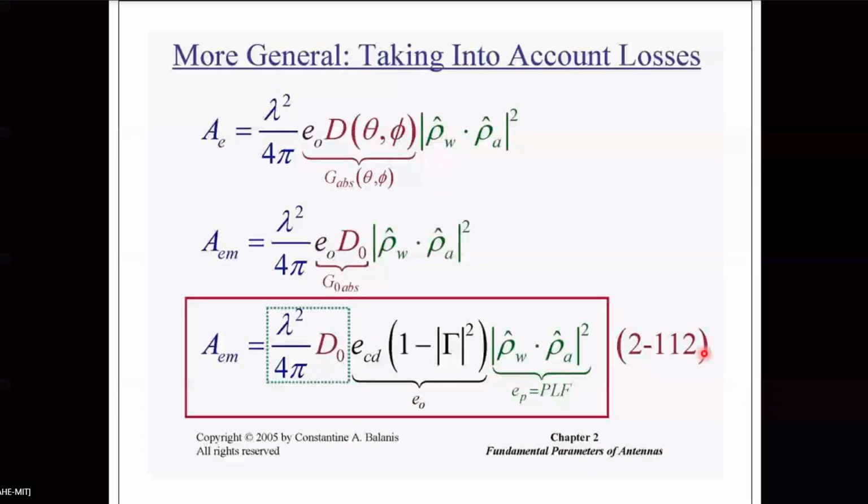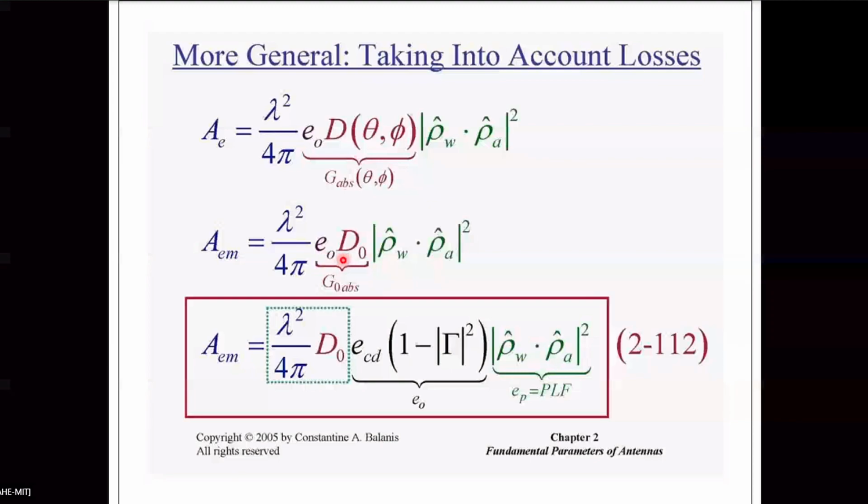So AE is different from AEM, okay? AE is the effective aperture, lambda square by 4 pi times D, instead of D naught. There is a loss contributing to polarization mismatch, that is this. This is the GABS theta phi. Okay, there is a loss. So AE becomes this. So AEM becomes E naught into D naught, and this. So AEM is given by this expression.